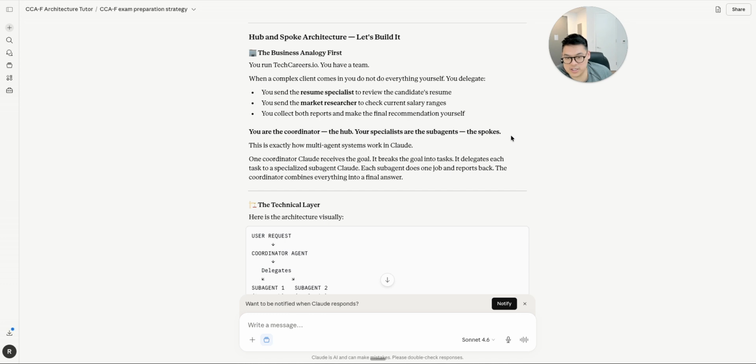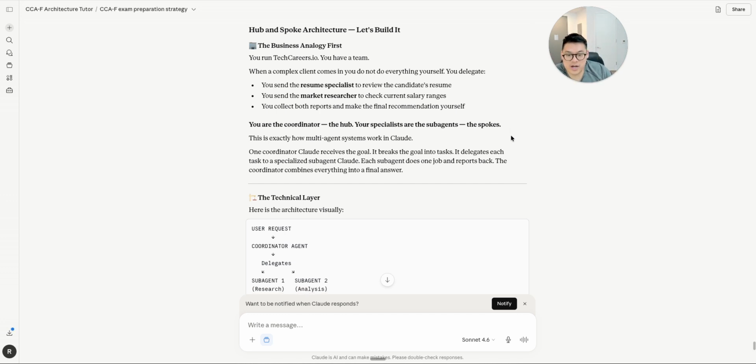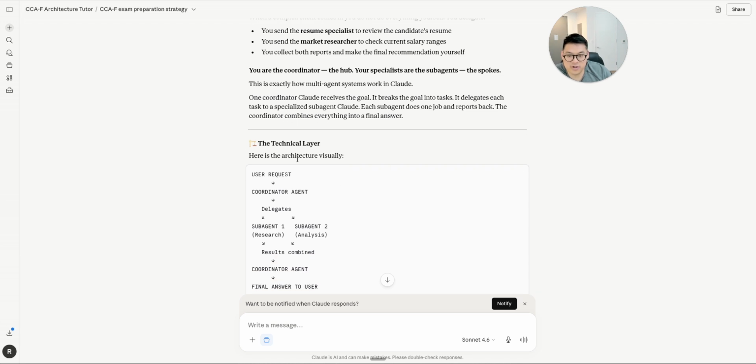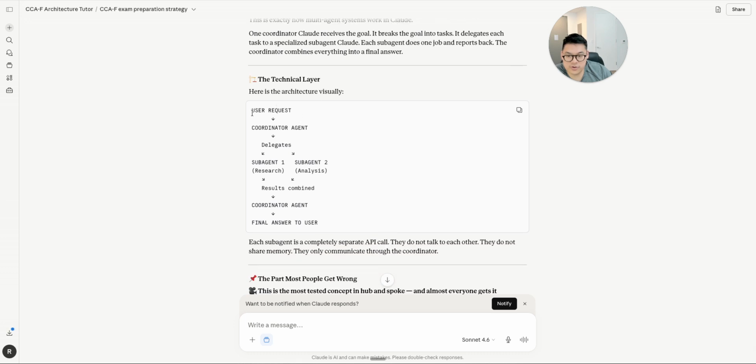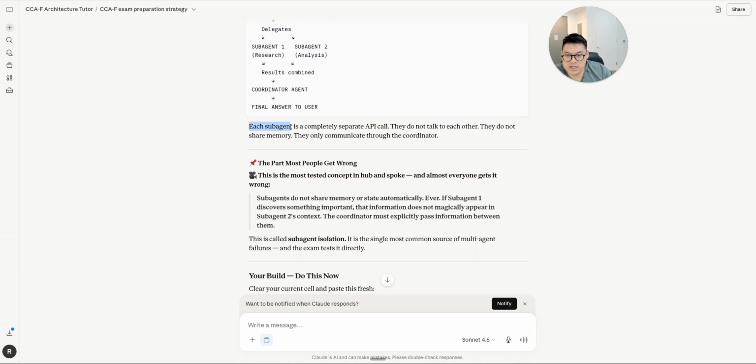One coordinator, Claude, receives the goal. It breaks down the goal into tasks and it delegates the task to a specialized sub-agent, Claude. Each sub-agent does one job, and it reports back. Okay, the coordinator combines everything into a final answer. The technical layer, here is the architecture visually. User request, coordinator delegates, sub-agent 1, sub-agent 2, results combined, coordinator agent, final answer to user. Okay, each sub-agent is a completely separate API call. They do not talk to each other, so they go this way, but they're not talking to each other. The sub-agent 1 versus sub-agent 2, they do not share memory.